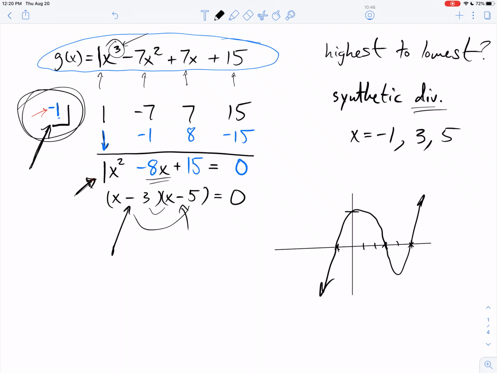And guess what? That's a y-intercept. Guess where that y-intercept is? It's at 15.